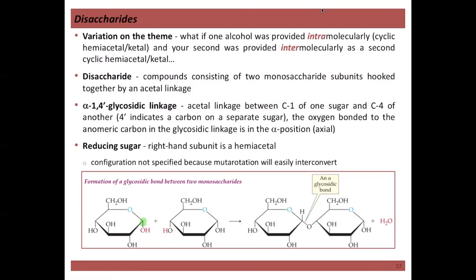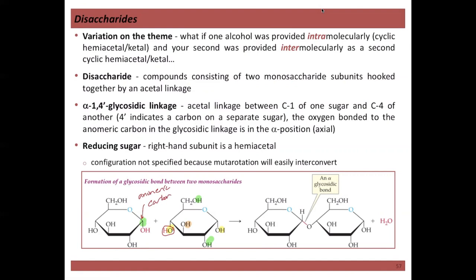And then what we can do is pick really any of these alcohols on the sugar to form a glycosidic bond. In this example here, we're just going to use the red OH, and we're going to react it with the sugar on the left at the anomeric carbon, and form a glycosidic bond.